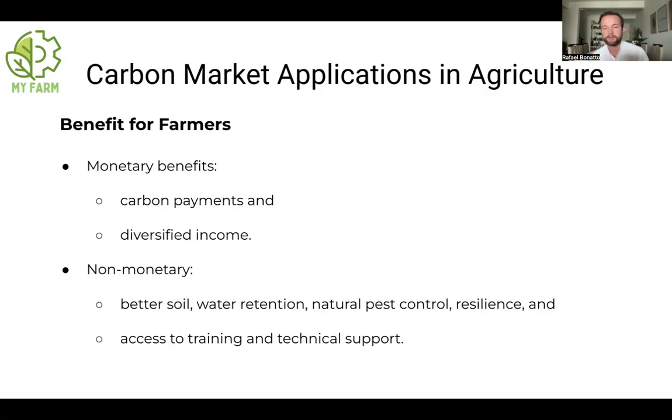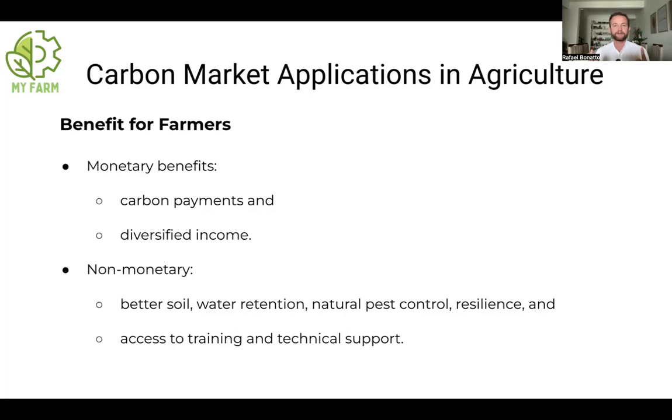These are the monetary benefits. Regarding the non-monetary, which will reflect on monetary: better soil health, better water retention, natural pest control, more resilience as a consequence, and access to training and technical support.